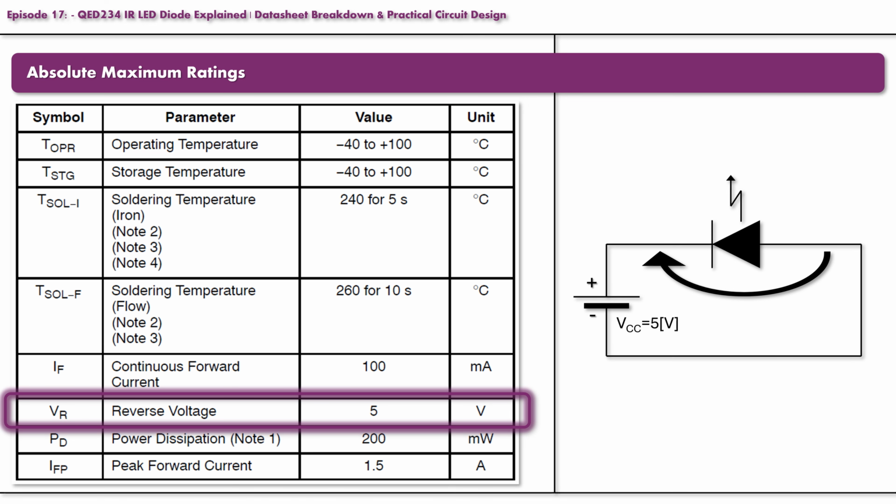If the diode is accidentally connected in reverse in the circuit, the reverse voltage rating tells us the maximum voltage it can safely handle without being damaged. For this diode, that value is 5 volts DC. Applying a higher voltage in reverse could cause the diode to fail, so it's important to respect this limit when designing or testing circuits.